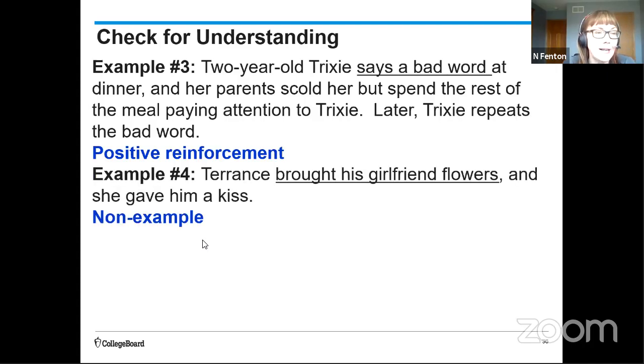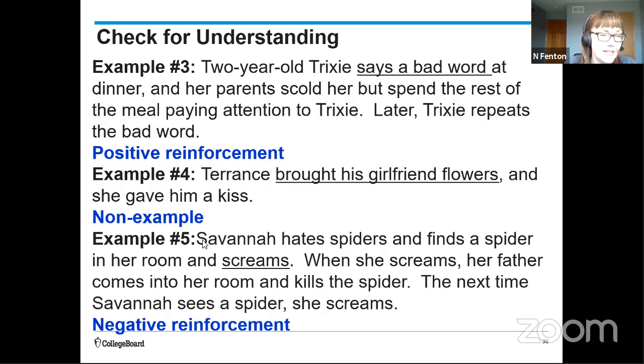Number 4, this is a non-example. So it's a good start. He bought his girlfriend flowers and she gave him a kiss. So in order for it to be a positive reinforcement, he'd have to buy her more flowers again in the future. And while that may be true, it's not listed here. So as an example, if you were writing an FRQ, it would be a bit incomplete. So Savannah's behavior is screaming, and that behavior increases, so it's a reinforcement. And in this case, it's negative, it's subtraction of a spider.